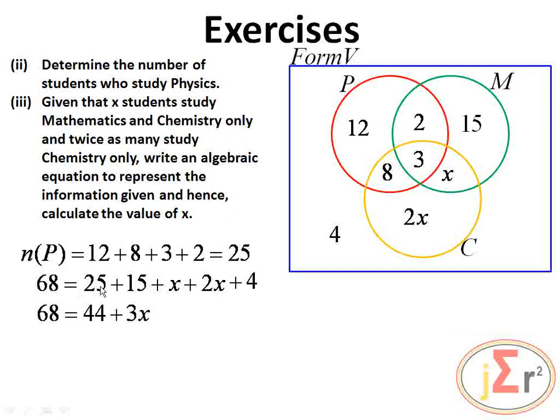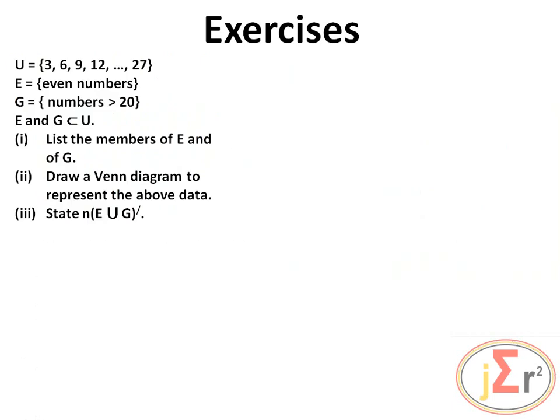So we have 25 plus 15 is 40, plus 4 is 44, and we have x plus 2x is 3x. And of course, if we transpose the 44 to the left hand side, we will have a negative 44. So 68 minus 44 is 24, and that is equal to 3x. So dividing, we have 8 is equal to x, so x is equal to 8.